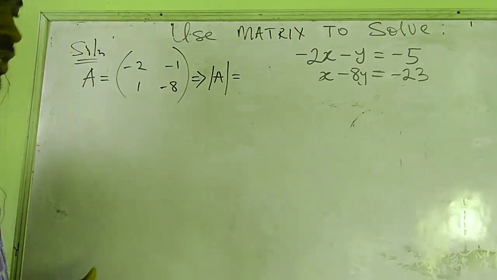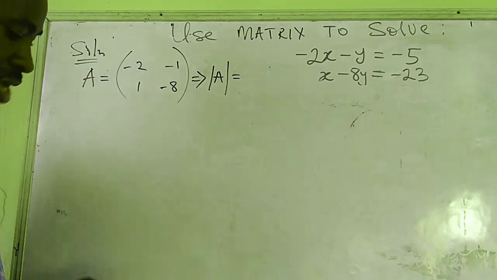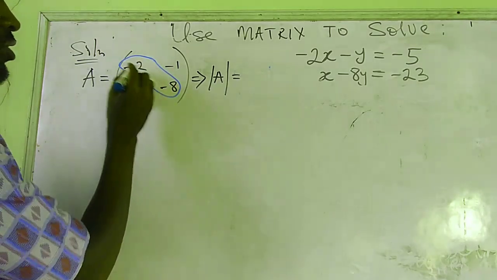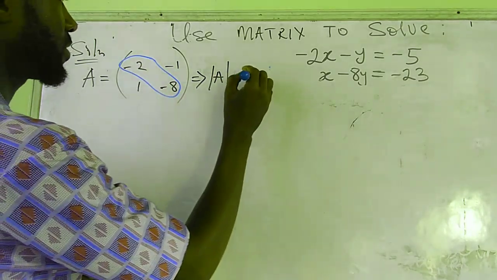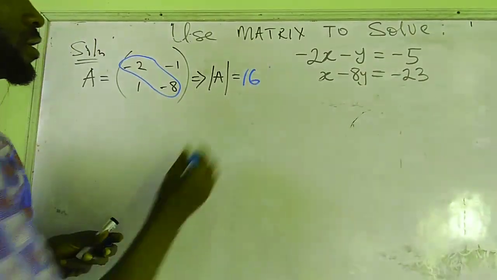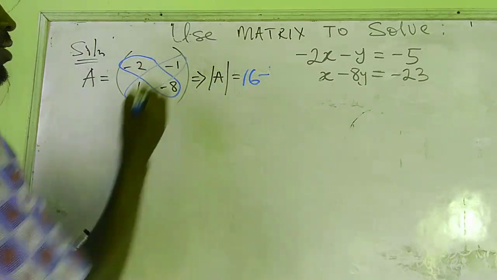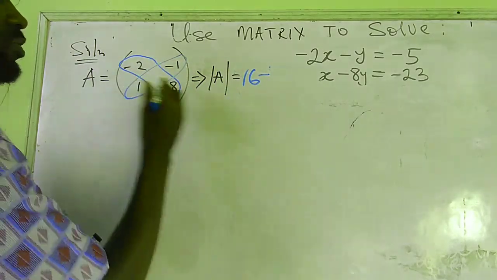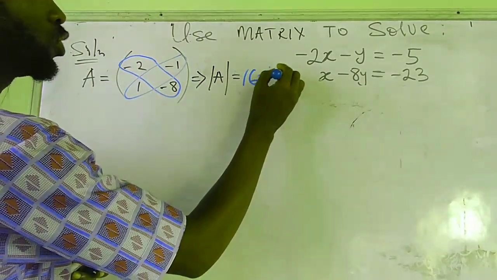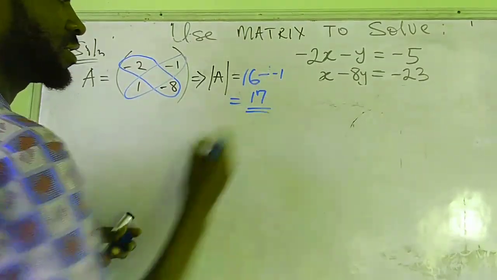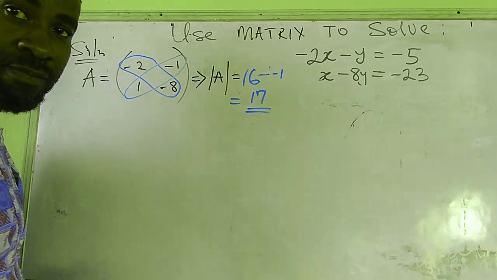and to get the determinant, remember the determinant is, you multiply the major diagonal, -2 times -8, that gives us 16. Subtract the minor diagonal, which is this way, -1 times 1, which is -1. So which means that I've gotten my determinant here as 17. So this is the determinant for A.